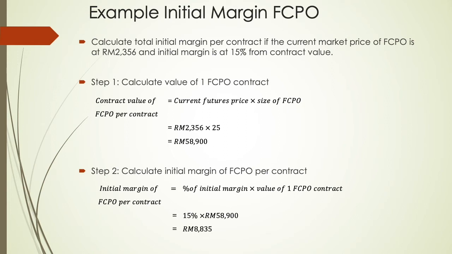And second step, you can calculate initial margin of FCPO contract. Initial margin of FCPO per contract is equal to percentage of initial margin times value of one FCPO contract. So 15% times 58,900. So initial margin per contract is RM 8,835 ringgit.